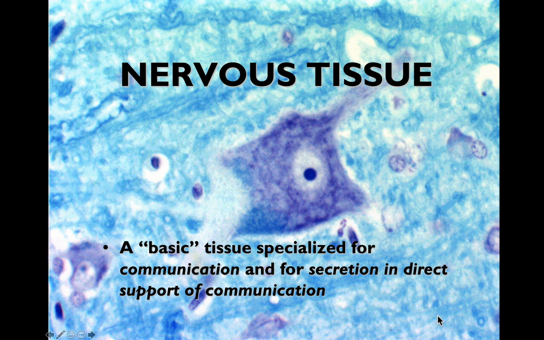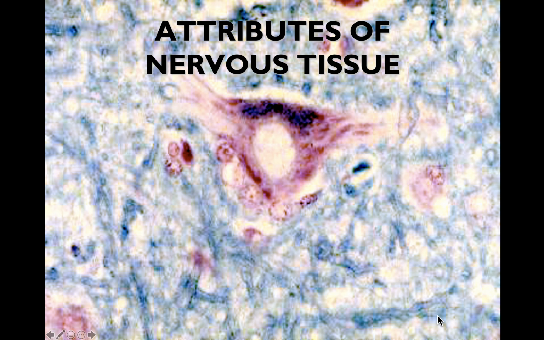Nervous tissue is a basic tissue specialized for communication. So the one that is responsible for the communication between the different parts of the body is the nervous tissue. And it can do this by wires. And these wires, which are part of the nervous system, are called the axons. And also the nervous system, beside the function of communication, also provides secretion for indirect support of communication.